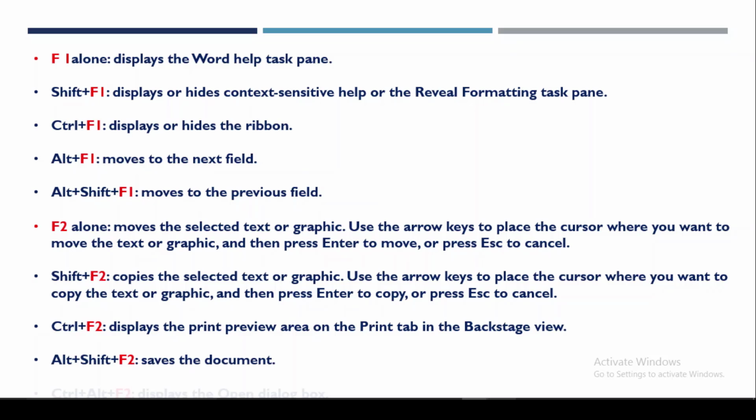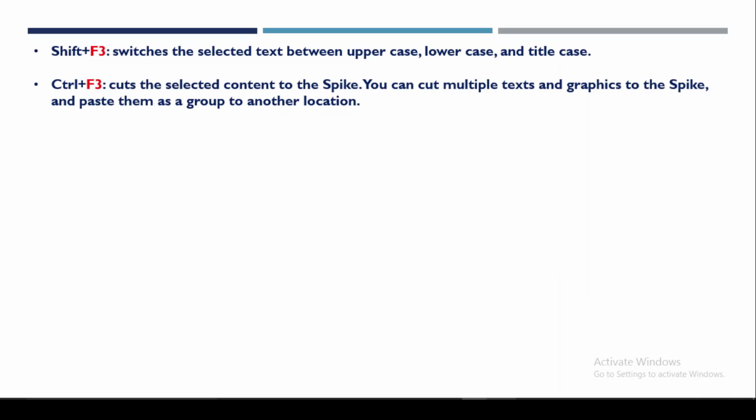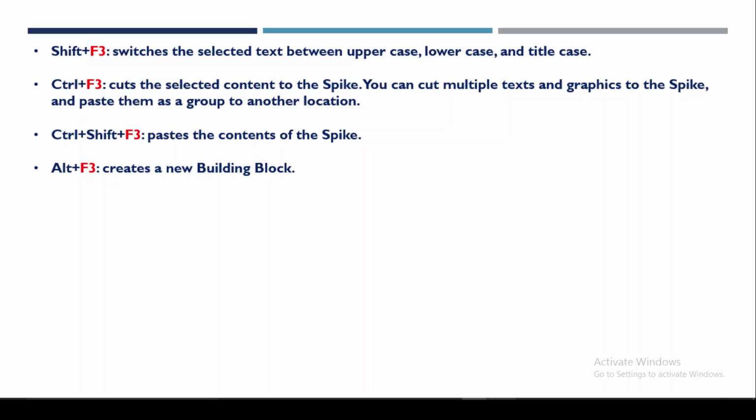Now, have a look at F3. Shift plus F3 switches the selected text between uppercase, lowercase, and title case. Control plus F3 cuts the selected content to the Spike. You can cut multiple texts and graphics to the Spike, and paste them as a group to another location. Control plus Shift plus F3 pastes the contents of the Spike. Alt plus F3 creates a new building block. Alt plus Shift plus F2 saves the document. Control plus Alt plus F2 displays the Open dialog box.